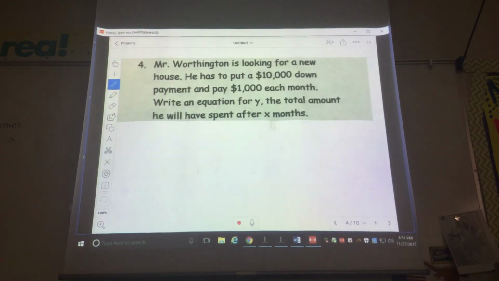All right, number 4. Mr. Worthington is looking for a new house. He has to put a $10,000 down payment and pay $1,000 each month. Write an equation for Y, the total number he will have spent after X months. So we're just writing an equation, okay? Y equals mx plus b.